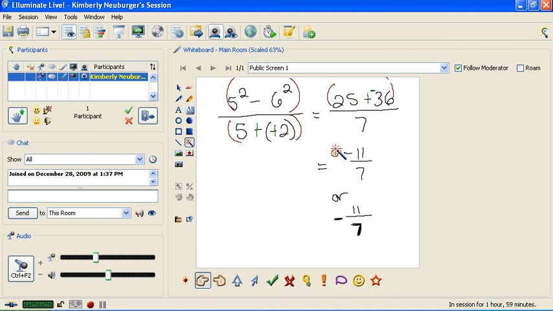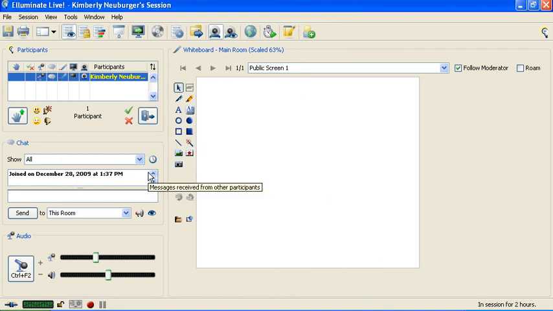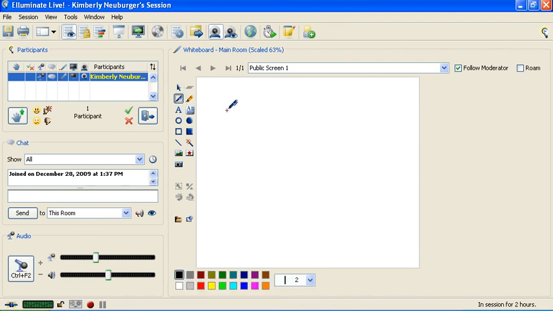Now let's take a look at one more type of problem where we have a little bit different type of grouping symbol. And that grouping symbol is going to be what we call absolute value. And absolute value is represented by two straight lines. So you might have absolute value of 5 written like that.